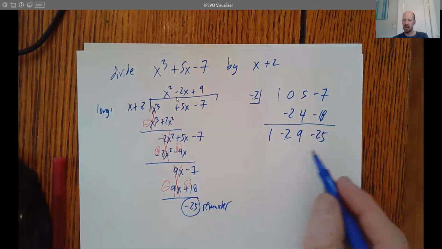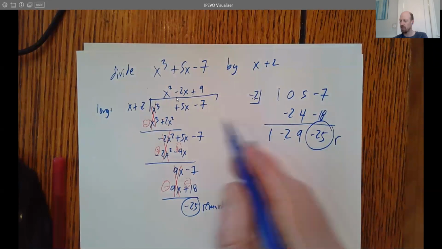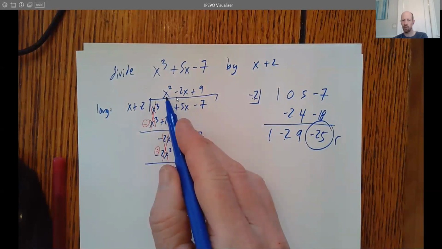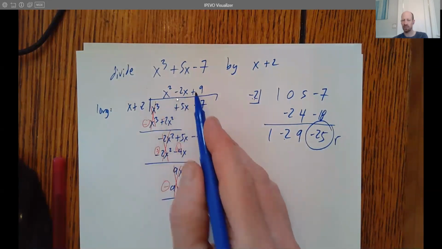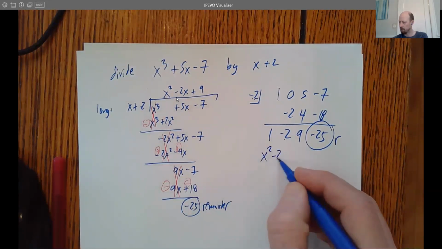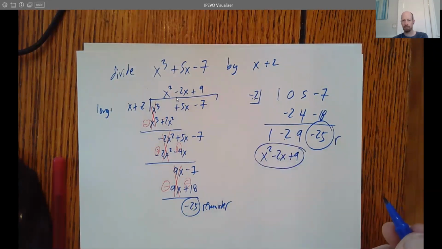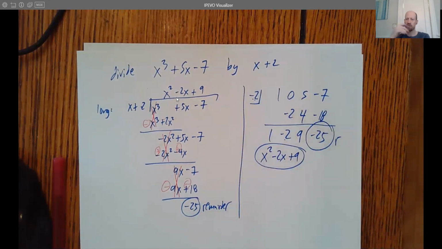And you can see I end up with the remainder here. So this is the remainder. You can also see here it's 1x squared minus 2x plus 9. That's what this 1, minus 2, and 9 tell me. So either one of those is going to give us the same result. You can see that synthetic division is quite a bit faster and easier, but you do have to set it up right.